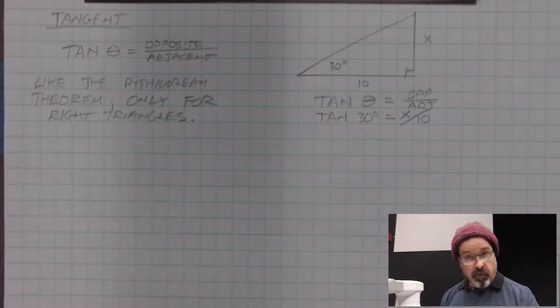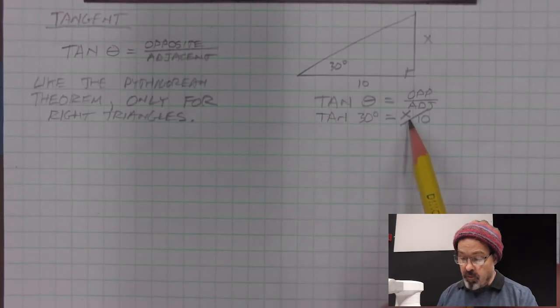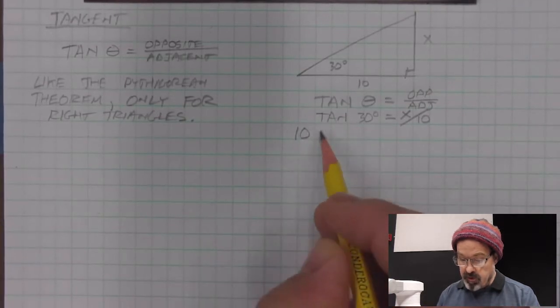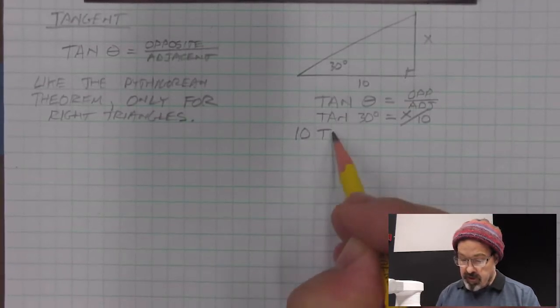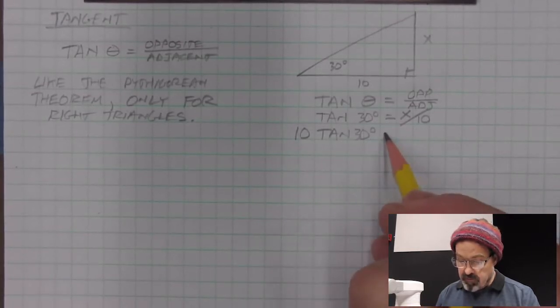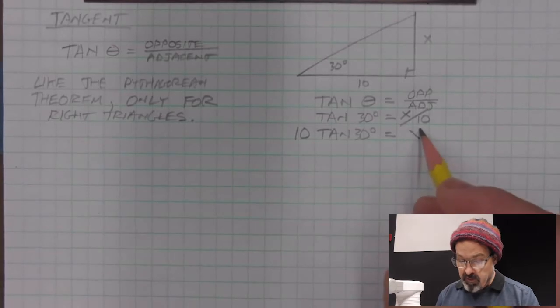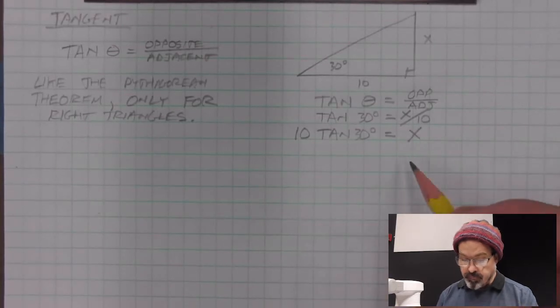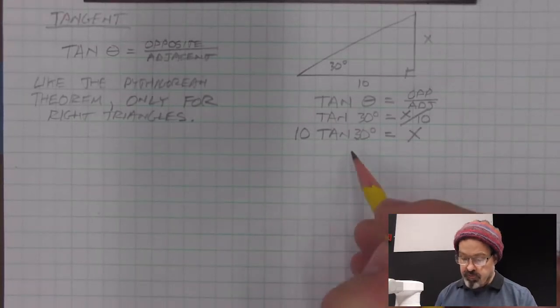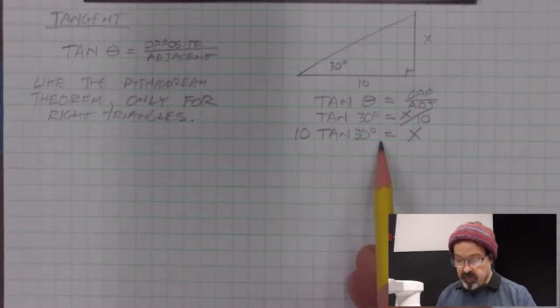I'm going to do that before I go to a calculator. I'm going to multiply both sides by 10 to get x by itself. When I do, I'll multiply the left side by 10 and show it as 10 times the tangent of 30 degrees is equal to x. Now x is by itself. I'm going to go to a calculator to evaluate this.